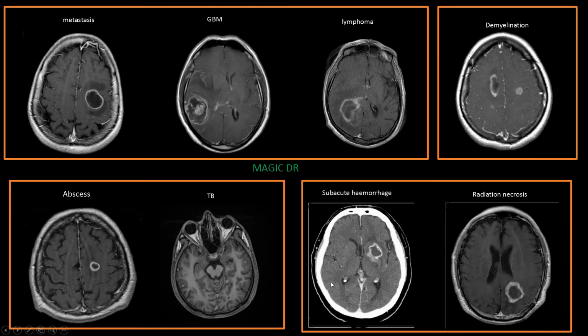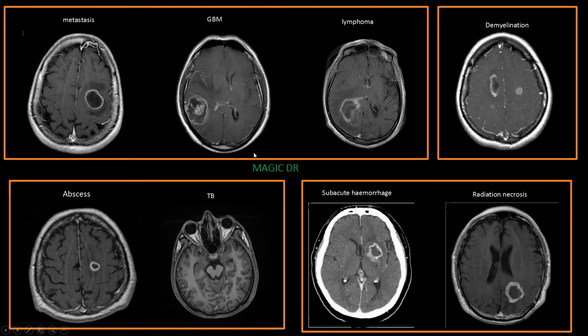So obviously we will talk about ring enhancing lesion in the brain. We will talk first about the etiology, and then we'll see some differential diagnosis, and finally how to approach ring enhancing lesion in an exam. So first, let us talk about the etiology.